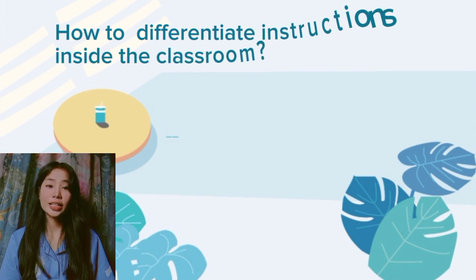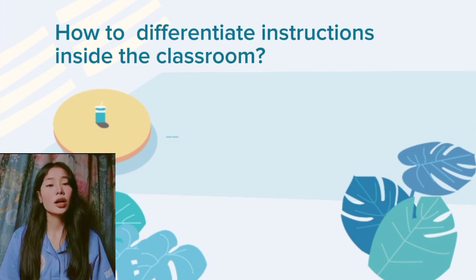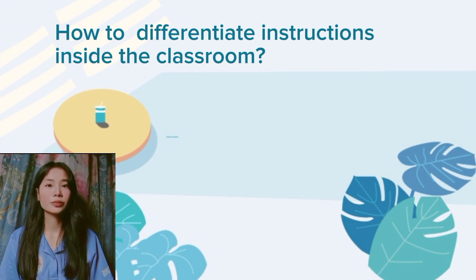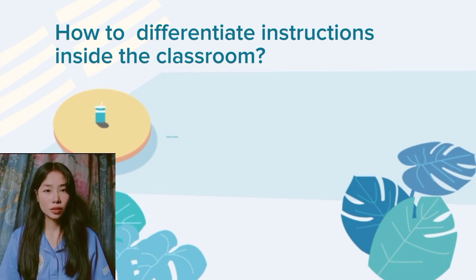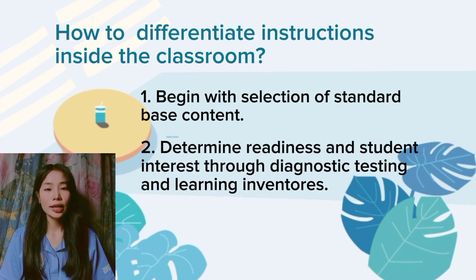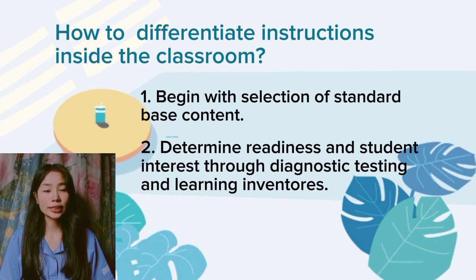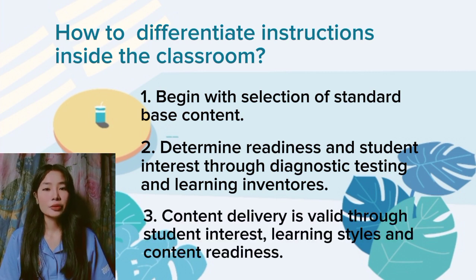How to differentiate instruction inside the classroom? Here are the steps of instruction that a teacher can use inside the classroom. This is one of the many ways of instruction. First, begin with selection of standard-based content. Second, determine readiness and student interest through diagnostic testing and learning inventories. Third, content delivery is varied through student interest, learning styles, and content readiness.